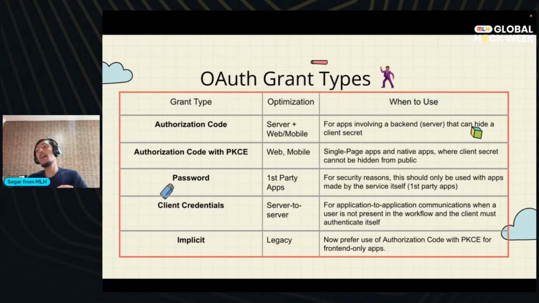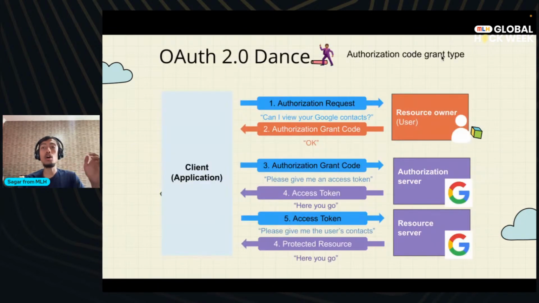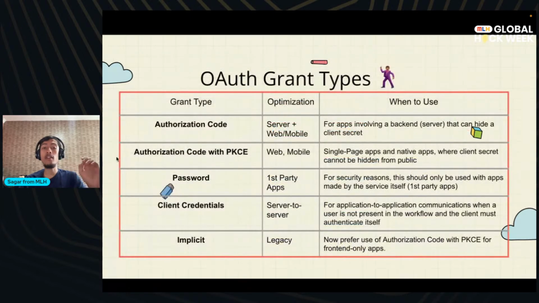And now let's see the different grant types that we have. The one we saw earlier, as I mentioned here, is the authorization code grant type, but we do have some other grant types like authorization code with PKCE, password, client credentials, and implicit. And we need to understand when to use which grant type, right?